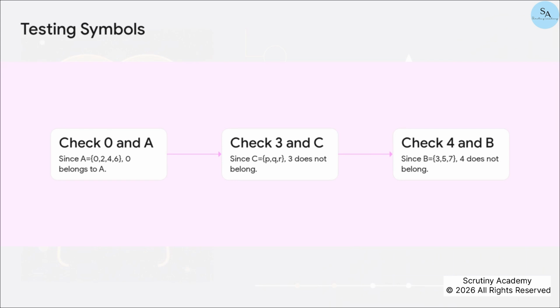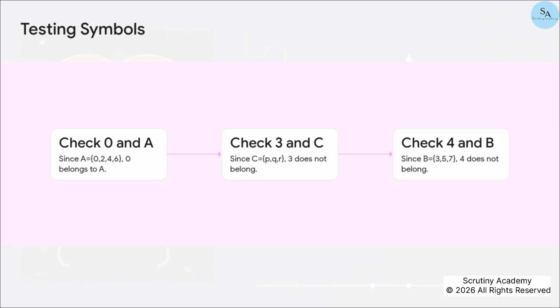Step 1. We look at the number 0 in set A. Does 0 live inside set A? Yes. Looking at our list for A, 0 is right there. So we draw our epsilon belongs to symbol. Step 2. Look at the number 3 and set C.